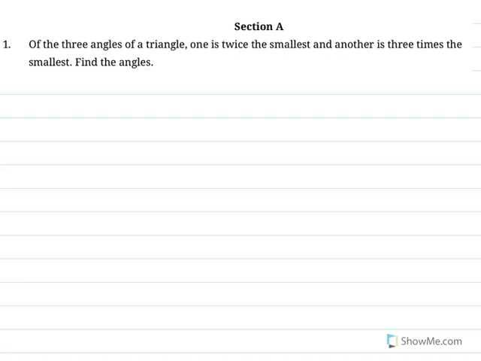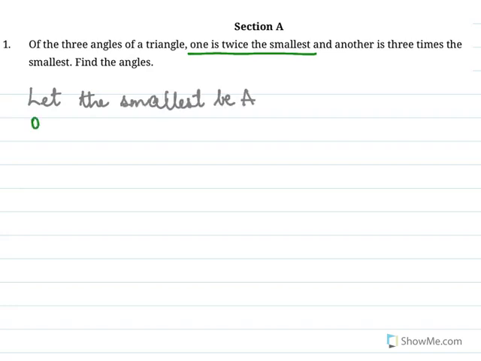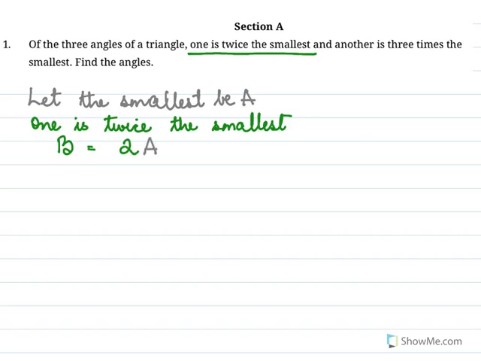Of the three angles of a triangle, one is twice the smallest. So they'll say let the smallest be A. So if the smallest is A, they said one is twice the smallest, which means say angle B is twice the smallest, and we know the smallest is A.